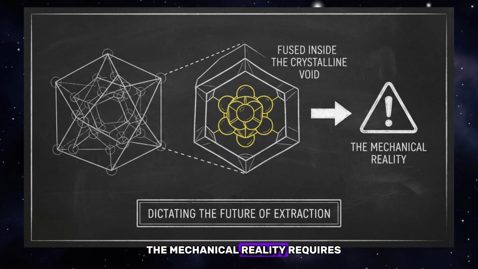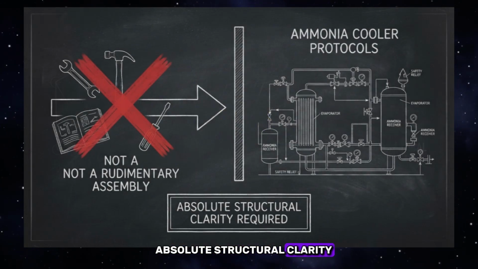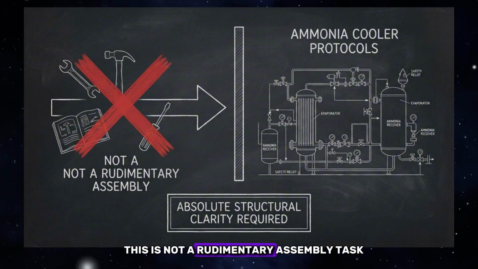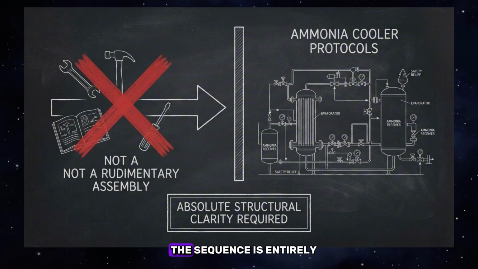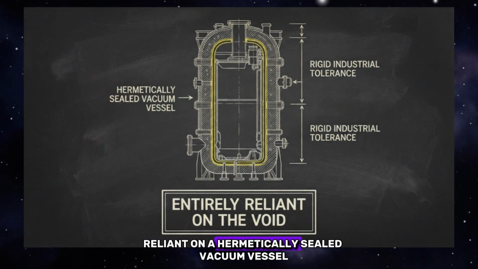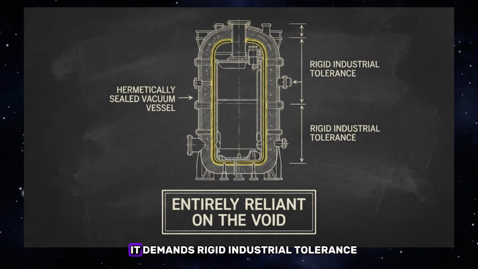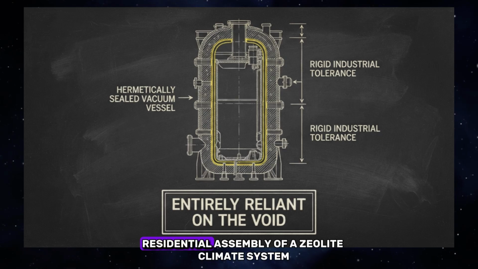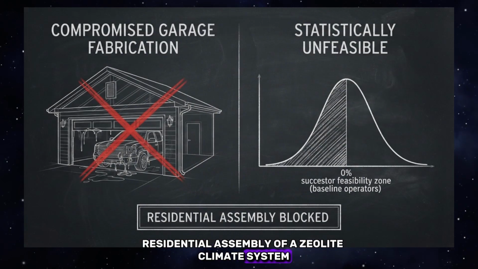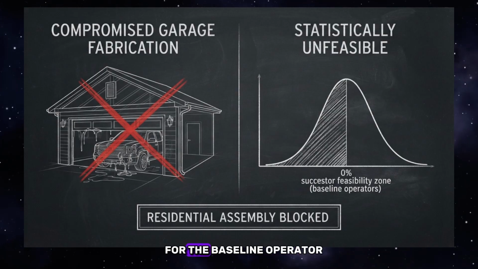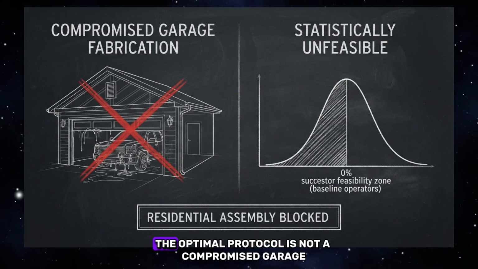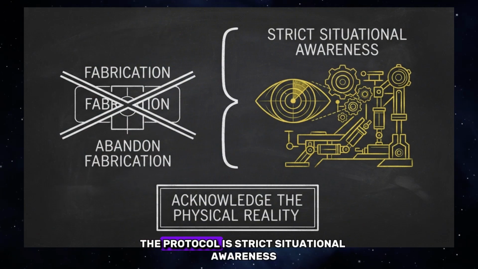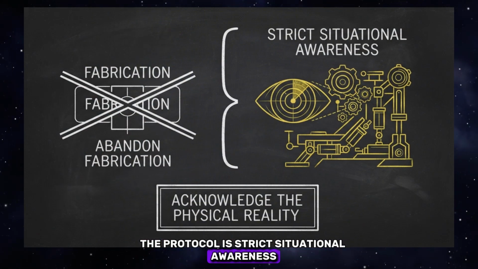The mechanical reality requires absolute structural clarity. Observe the ammonia cooler protocols. This is not a rudimentary assembly task. The sequence is entirely reliant on a hermetically sealed vacuum vessel. It demands rigid industrial tolerance. A localized residential assembly of a zeolite climate system is statistically unfeasible for the baseline operator right now. The optimal protocol is not a compromised garage fabrication. The protocol is strict situational awareness.